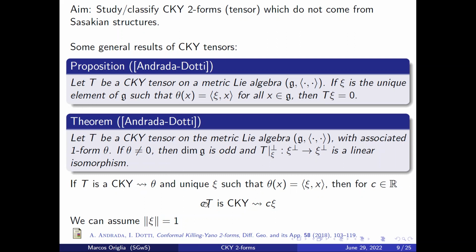And one more remark. Anytime you have a conformal Killing tensor T, again determined by this theta and this unique vector, if you multiply this tensor by any constant, you have another conformal Killing tensor. You just need to also multiply the special vector by this factor. So anytime you have one example, actually you have a one-dimensional line of examples. So there is no loss of generality if we assume that the length of this special vector is 1.